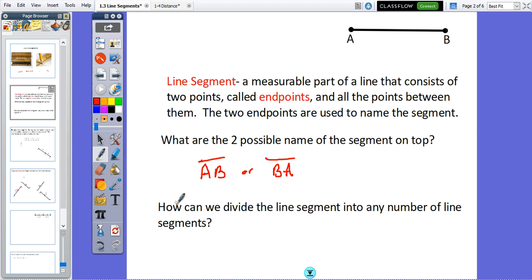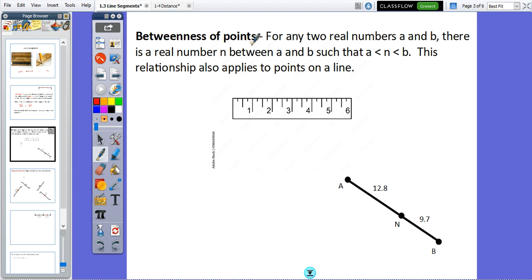Now, how can we divide segments into smaller segments? Just add points. The more points you add, the more segments you create, whether they're really small, close to each other, or far away from each other. So that leads to this betweenness of points. Betweenness of points is just a fancy way of saying, hey, sometimes you can stick a random point in between these two, and you just break it up into smaller sections. Doesn't mean that's the whole value of AB. It just creates two smaller segments.